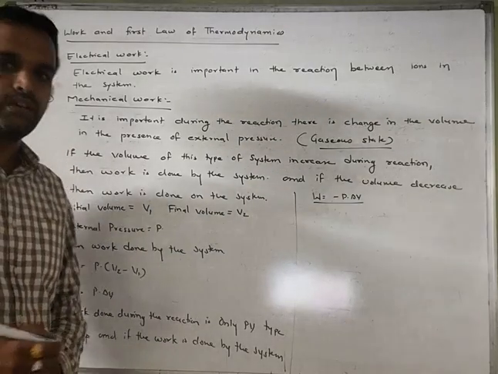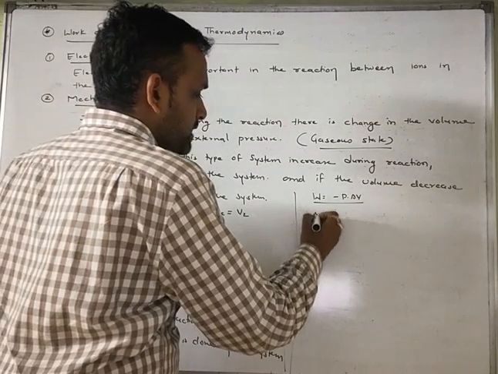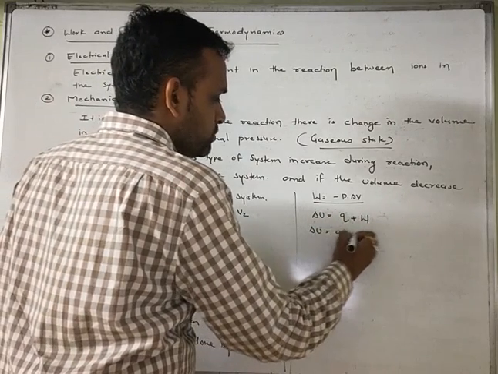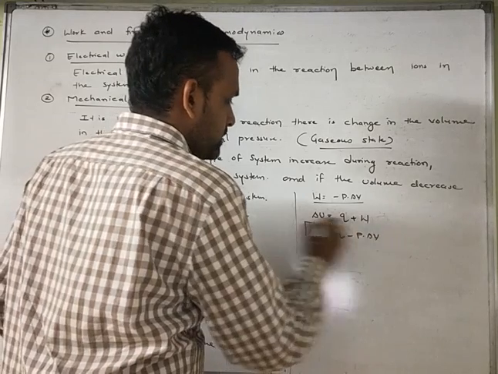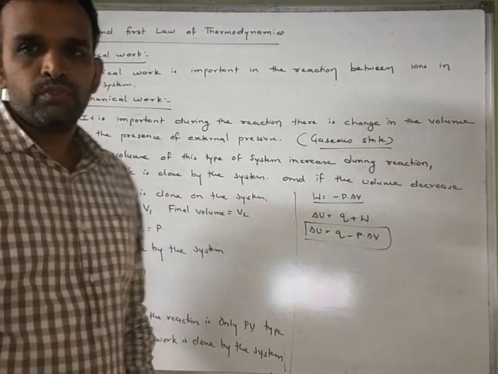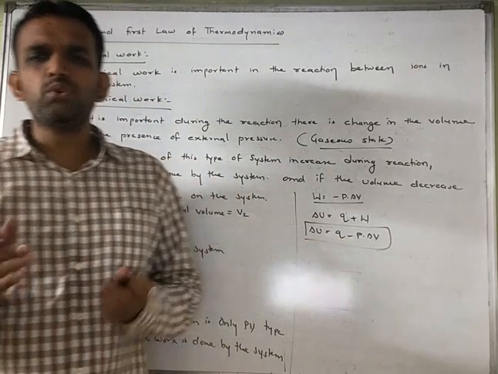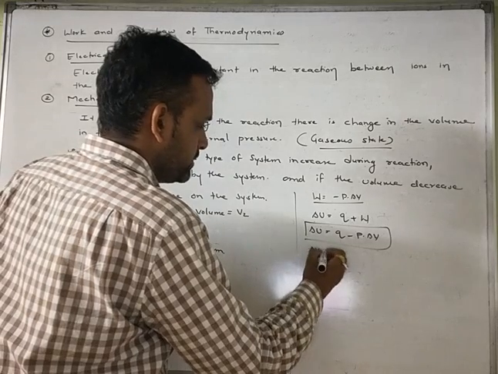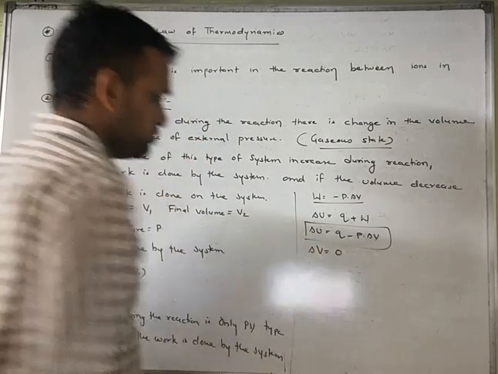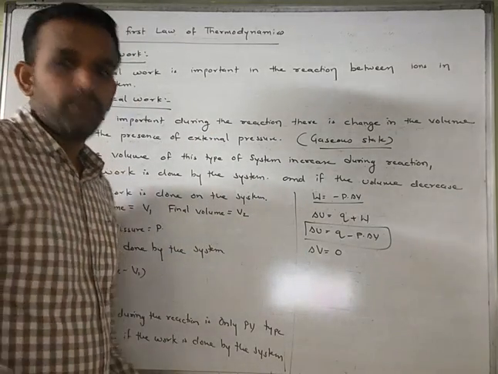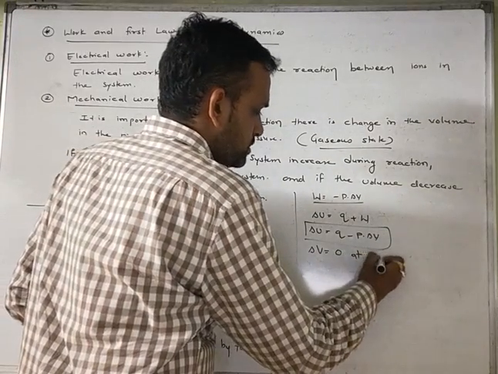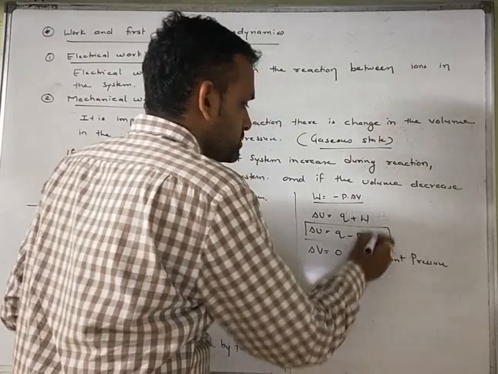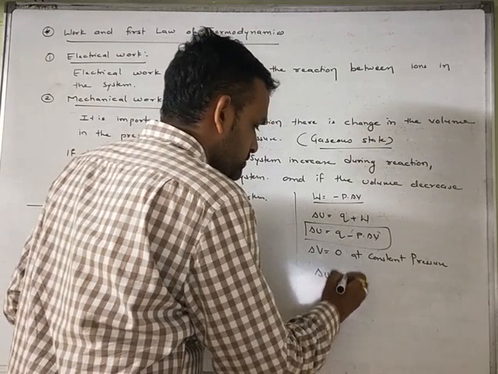Understand? So I can write down here that according to the first law of thermodynamics, delta U equals Q plus W. So I can write down delta U equals Q minus P into delta V. Understand? Right? Now, if there is no change in the volume of the system, if the volume is constant, then delta V equals 0. At constant pressure, this term will be 0. So delta U equals QP.